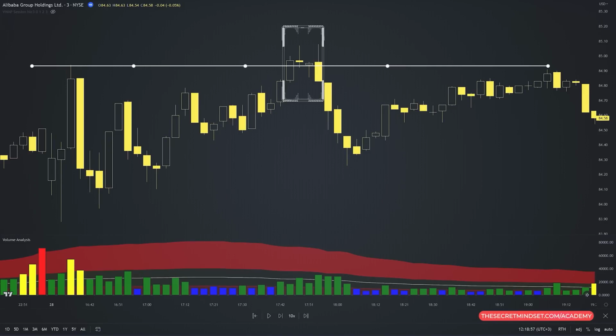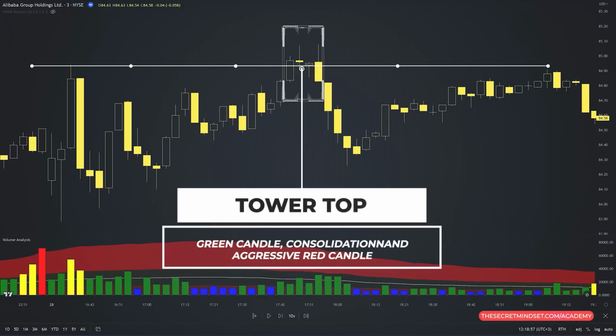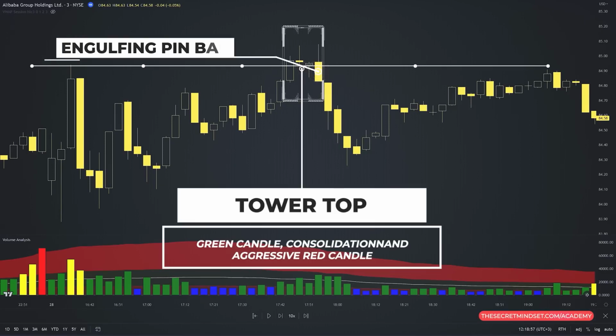As usual, first you must identify the tower top formation, which is right here. Green candle, consolidation, and the aggressive red candle. But do you see anything special? Look at the red candle completing the setup. It's an engulfing pin bar. The candle body completely covers the previous candle's body, signaling selling pressure.